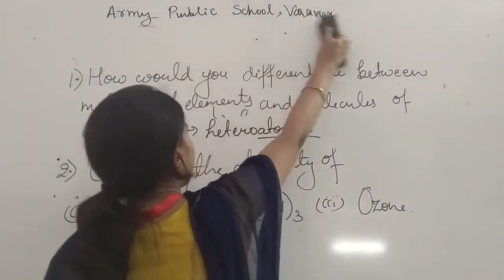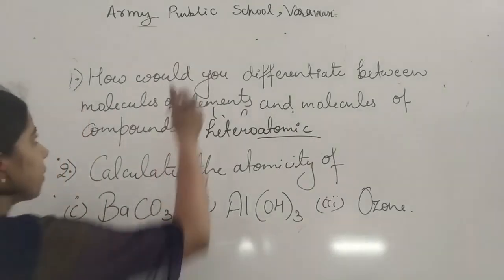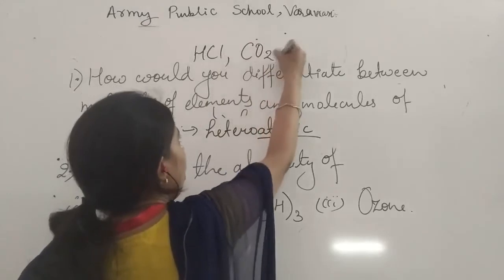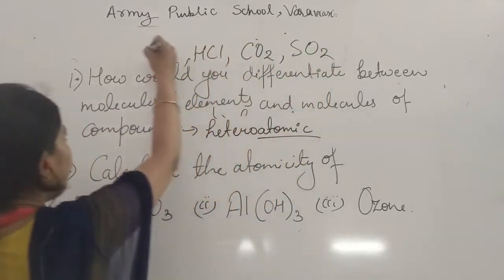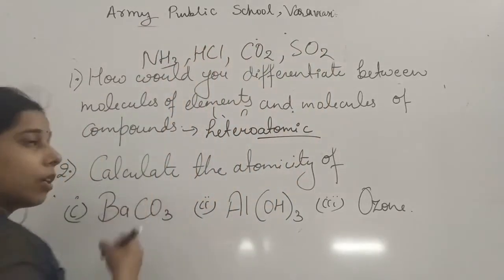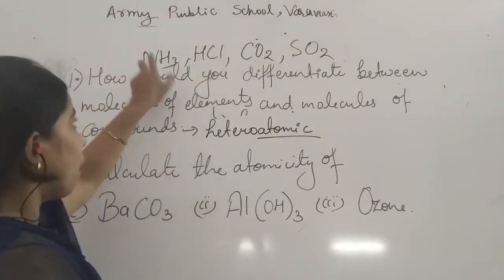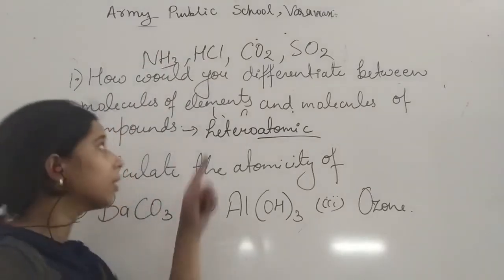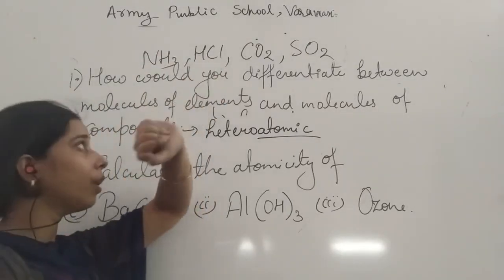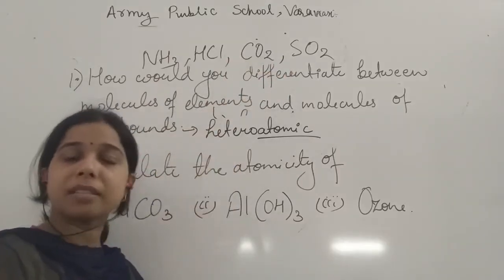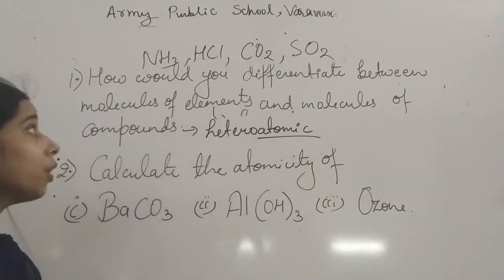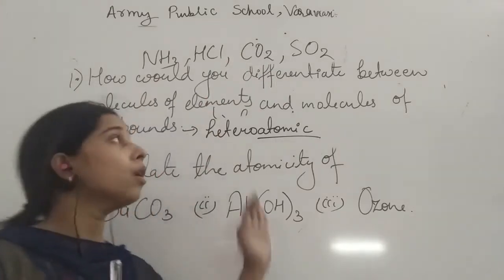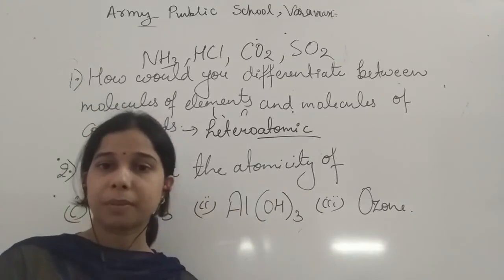You can see here, students, suppose we take HCl, or CO2, or SO2, or NH3. So see, students, one nitrogen is there, another one is hydrogen. So these two are different atoms. The same thing with hydrogen and chlorine, or carbon and oxygen, or sulfur and oxygen. So in all these cases you have seen different types of atoms combine together to form the molecule of the compound.